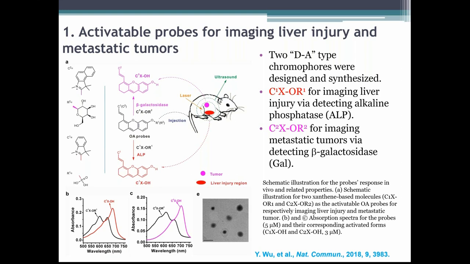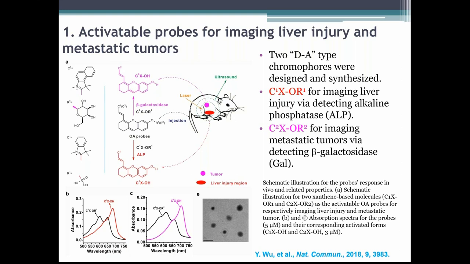On the other hand, by using the activatable probe, in our case probe one, the probe can respond specifically to ALP by changing its absorption properties significantly and accordingly generate strong optoacoustic signals. And therefore, high sensitivity detection and real-time tracking of the liver injury can be realized. Thank you. Okay, thank you, Professor Wu.